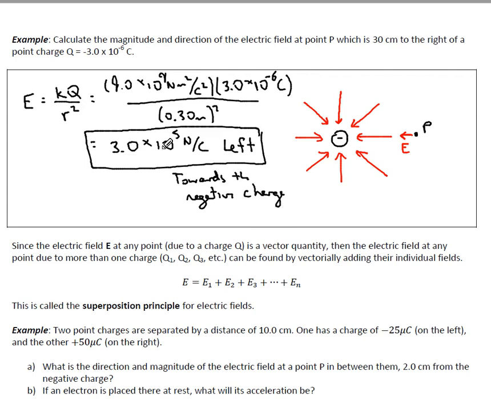And what this is telling us is that, 3.0 times 10 to the 5 newtons per coulomb, if I were to place a charge at location P, it's going to experience 3.0 times 10 to the 5 newtons for every coulomb of charge. So if I put a 1 coulomb charge there, it's going to experience a huge amount of force, so around 300,000 newtons of force.